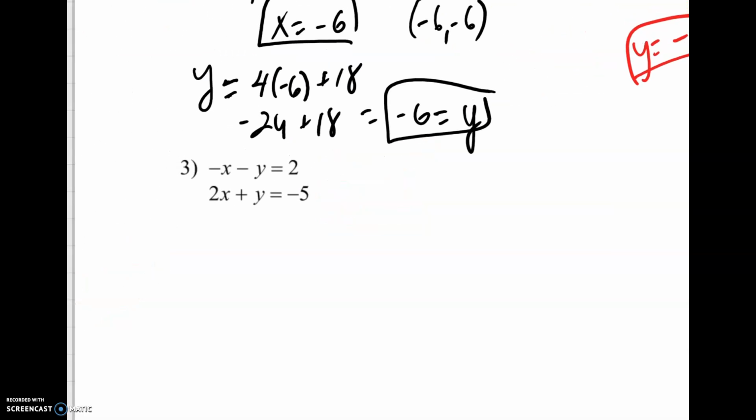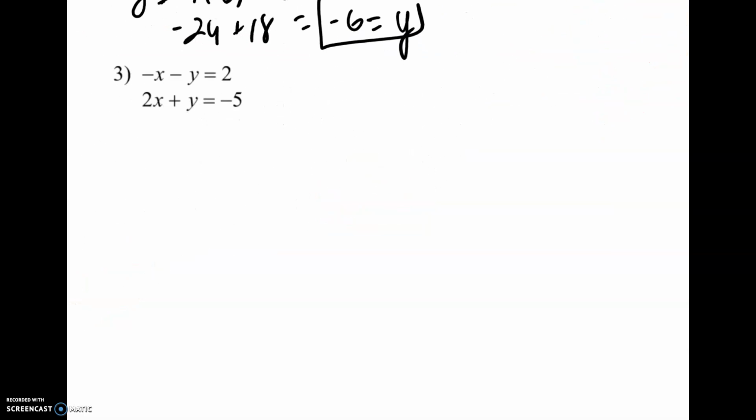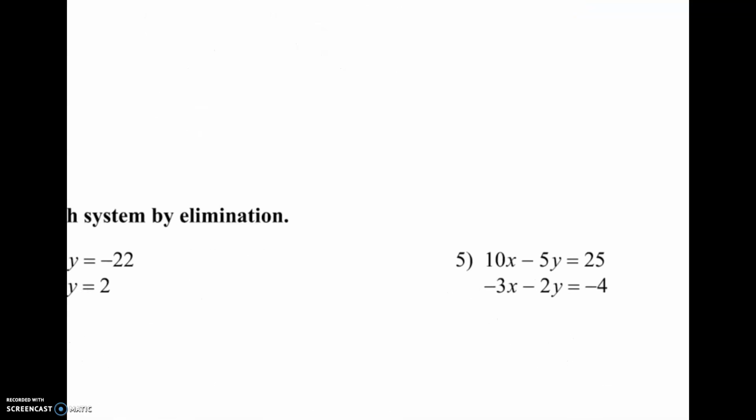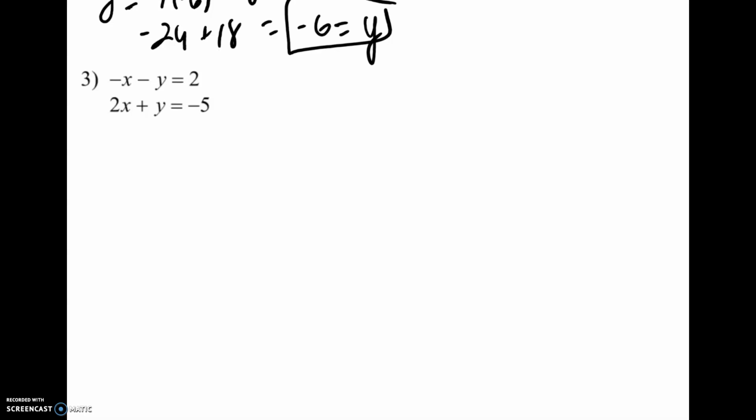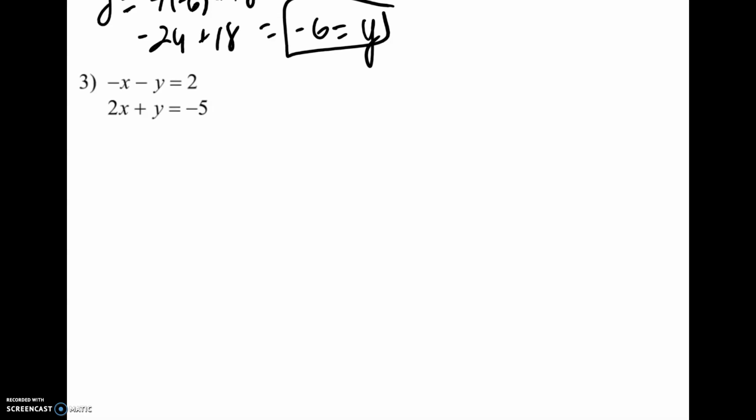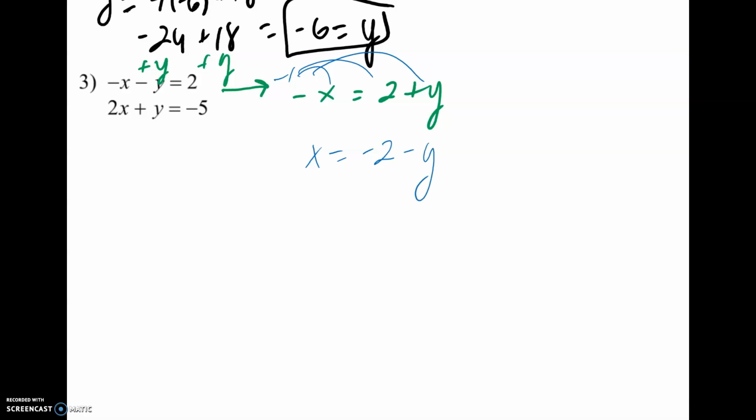And then you can actually use substitution method with any problem. So if I had a problem like that, or even like any of these down here, I could do the substitution method. I just have to isolate a variable first. So here, if I add y to both sides, that gives me negative x equals 2 plus y. Distribute the negative 1 to everything. And that gives me x equals negative 2 minus y.